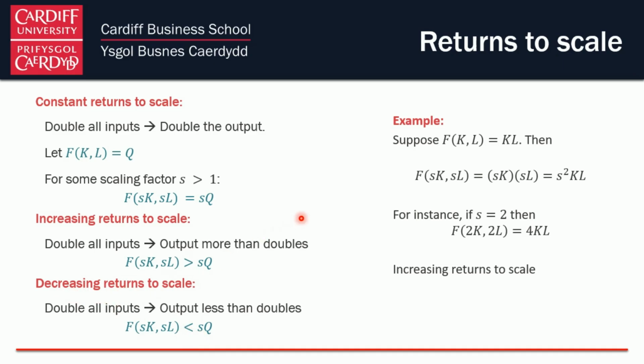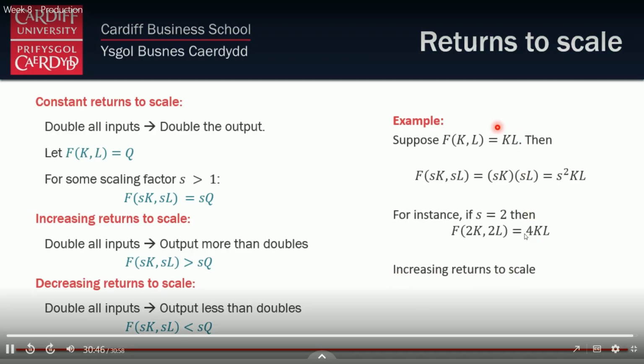Here's a quick example. The production function is equal to K times L. And let's say I go with S equal to 2. If you substitute SK and SL there, I basically apply the formula. So for K, I have SK. For L, I have SL. So this becomes S squared times KL. If S is equal to 2, then that will become 4 times KL. So I double the inputs, capital and labor, and the output quadruples. And so what we are talking about here is increasing returns to scale. So this production function indeed has increasing returns to scale.